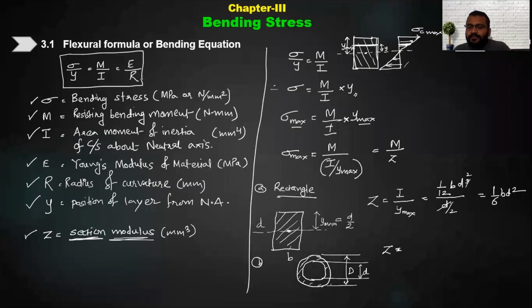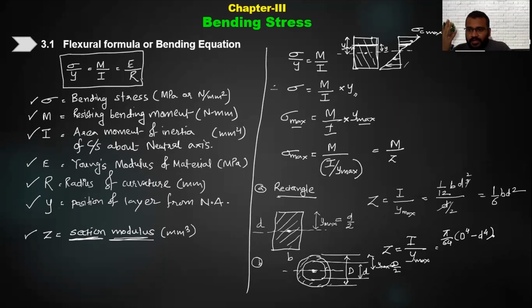How will you find out? The section modulus is I upon y maximum, right? Now you know that the centroid will be here, so the neutral axis will be like this. The maximum distance from the neutral axis to the extreme of either side, that we call y maximum. So here in this case y maximum will be capital D by 2, right? So if I substitute here, what will the inertia be? As you know, it is a hollow section, so it has to be like this: pi by 64 capital D raised to 4 minus small d raised to 4, because we will have to subtract the inertia of the smaller circle from the bigger circle.